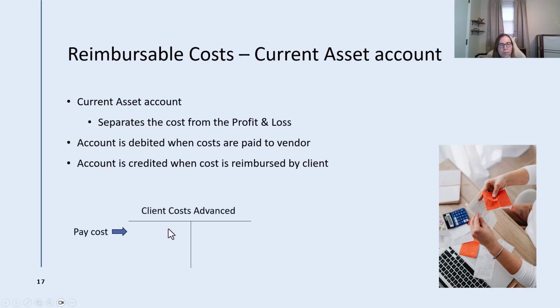So when they pay for the cost, let's say they pay a $500 filing fee, they would post it to client cost advance. This would be the category. And then when they get reimbursed, it would be a credit to this account. Once they get reimbursed, this account would zero out. The debit and the credit will zero each other out.